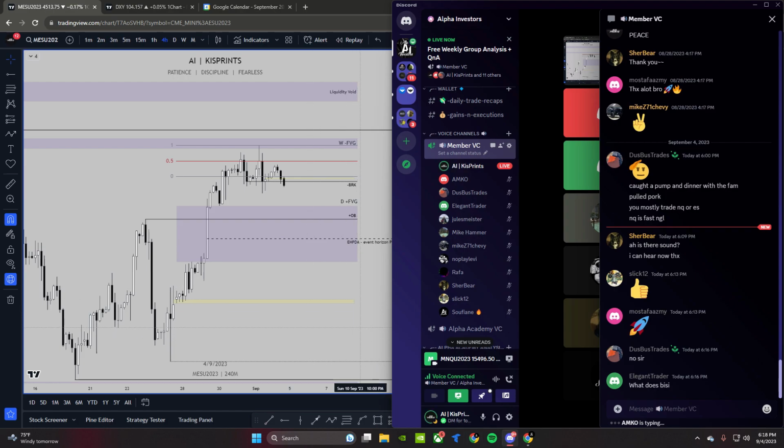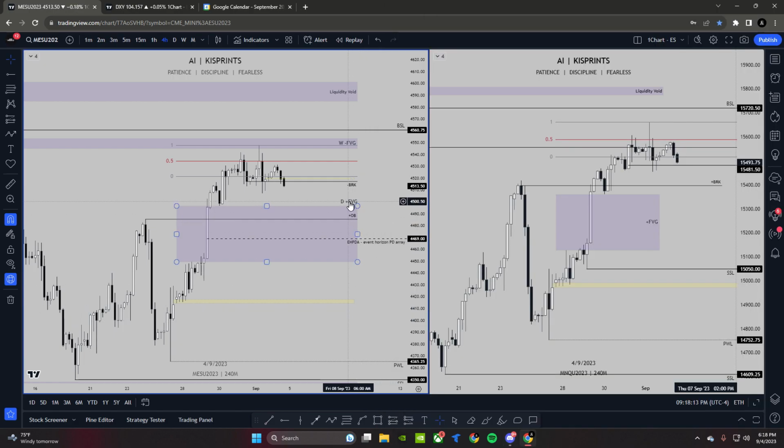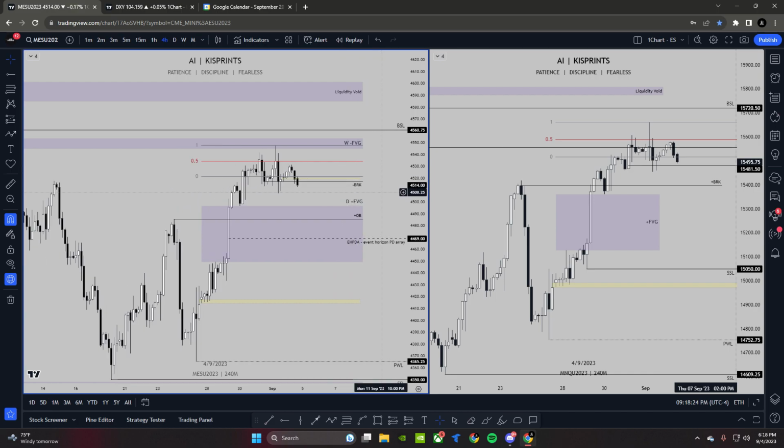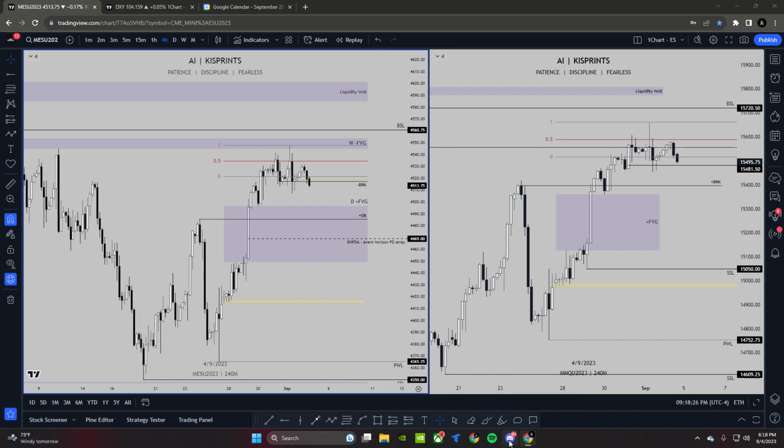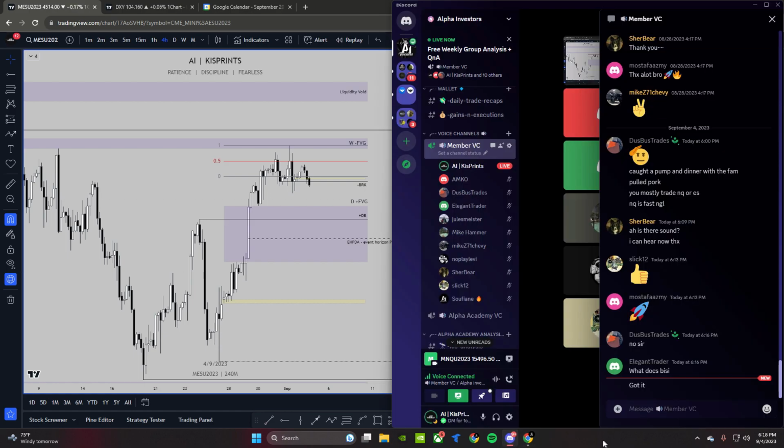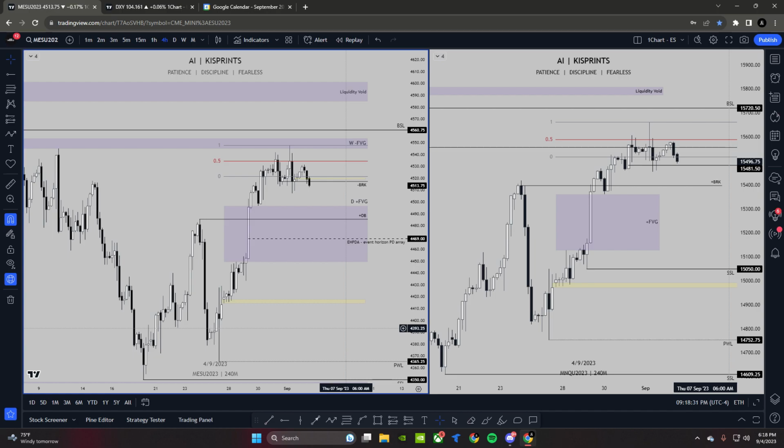SIBI, sell side imbalance, is literally just the opposite: buy side inefficiency. So SIBI is a bearish fair value gap, and I would typically note them as plus fair value gap for bullish and minus fair value gap for bearish, so we can distinguish them. All right, did we get that? Perfect. Glad we understood.